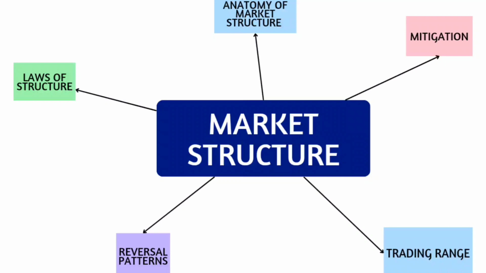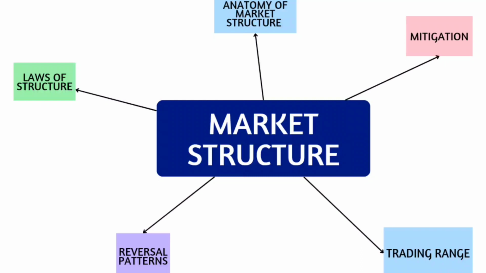Okay, so we're talking about market structure today, and for one to understand completely what market structure is all about, we look at it in terms of five prongs, the five-prong foundation on which market structure stands. These are the anatomy of the market structure, mitigation, trading range, reversal patterns, and laws of structure. But in this video, we'll be concentrating mostly on the anatomy of the market structure and all it entails.